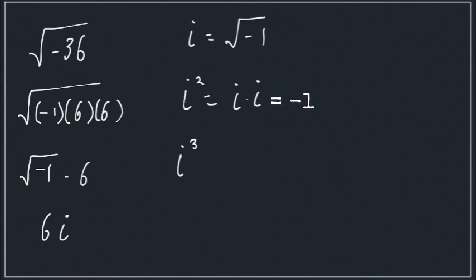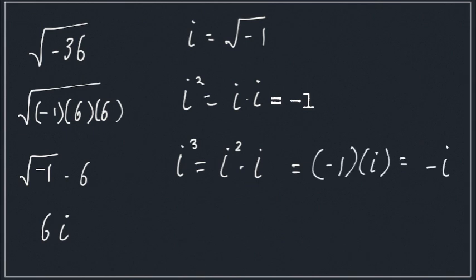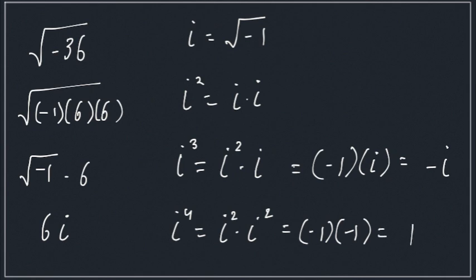Similarly, i cubed can be written as i squared times i or negative 1 times i, which will give us negative i. i to the power 4 can be written as i squared times i squared or negative 1 times negative 1, which will give us positive 1. i values repeat themselves every fourth multiple of the power. For example, i to the power 5 can be written as i to the power 4 times i or 1 times i or simply i.